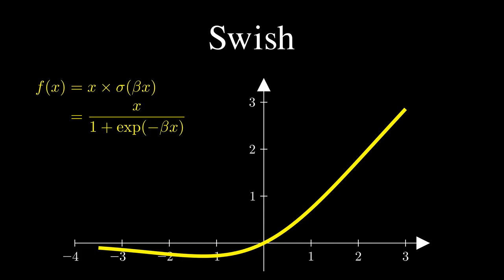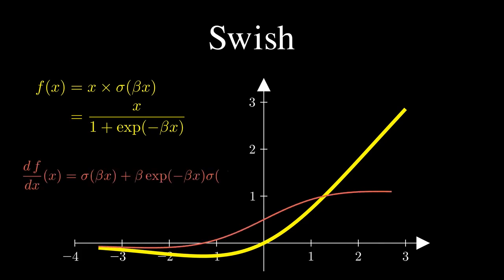But here for the Swish function, we have a non-monotonic function. The reason is, going from left to right, we can see that at first the value of the Swish function will decrease until it reaches a minimum, and then from there it starts increasing. That makes it a non-monotonic function. Now, the derivative of the Swish function is shown in red, and as you can see, it is a continuous function. However, because the Swish function is non-monotonic, the derivative of the Swish function has both negative and positive values.